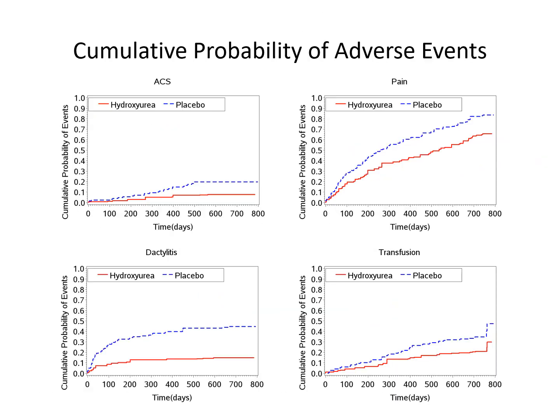Now, when you look at adverse events, I had also shown you this, but here is the cumulative probability of adverse events, and these are in young children. Red, less acute chest syndrome, upper left hand side, less pain, upper right hand side, less dactylitis, lower left hand side, and lower transfusions. Now, transfusions.